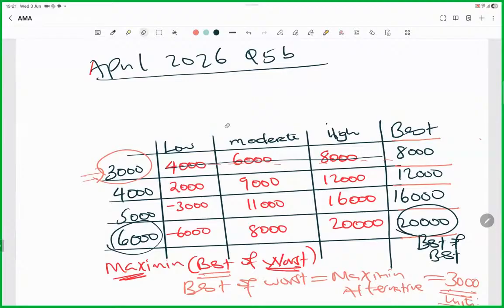Already they have an answer. They are telling me, mwalimu, here for expected monetary value, I need probabilities. And has this examiner given you probabilities? Low is 0.3, 0.4, 0.3. Thank you so much.